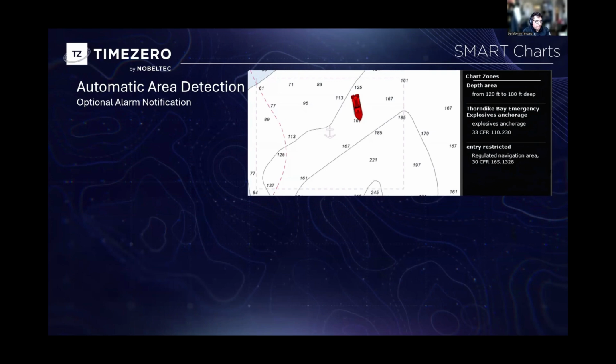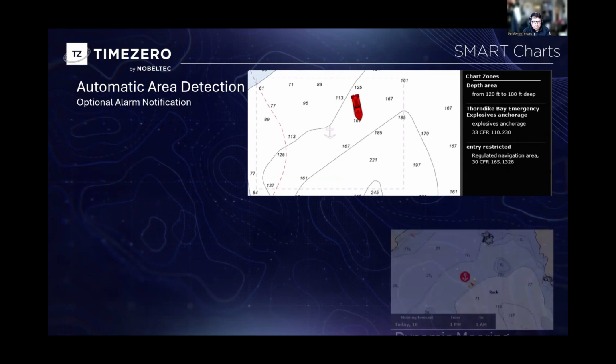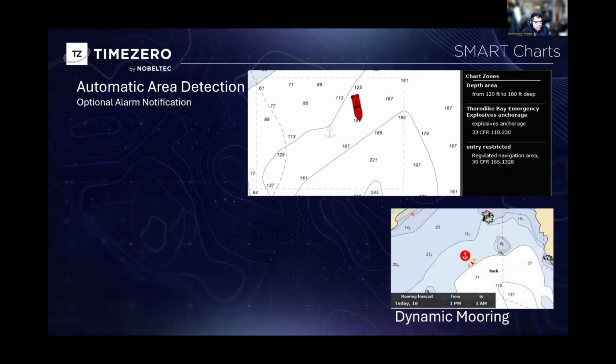So what else is around you? You can take your mouse over it on the chart, click on the area, and it'll give you further information about those zones. With the new dynamic mooring feature, we're combining the terrain information that we get.